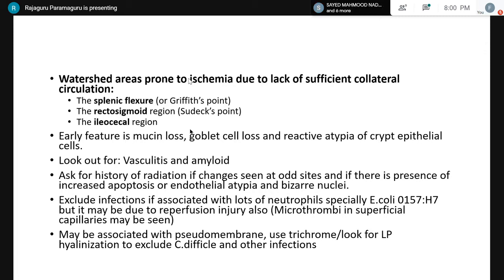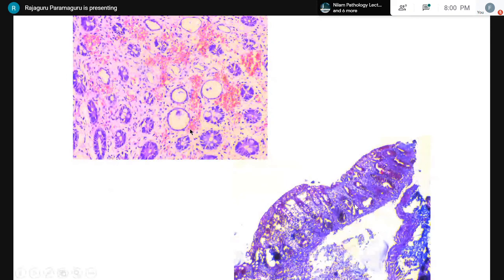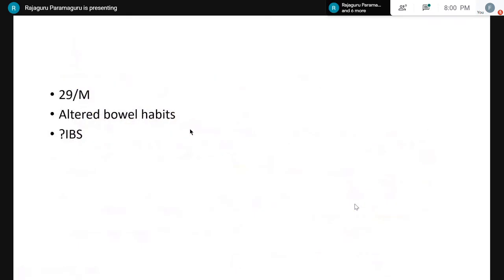But ischemic colitis also can have neutrophils with pseudomembrane formation. The main differentiating feature is the absence of lamina propria hyalinization, which can be demonstrated by a trichrome, in an infectious colitis, whereas the ischemic colitis will have lots of lamina propria hyalinization, which can be demonstrated by trichrome, which is shown in this picture over here. So that will be a useful point to differentiate both.